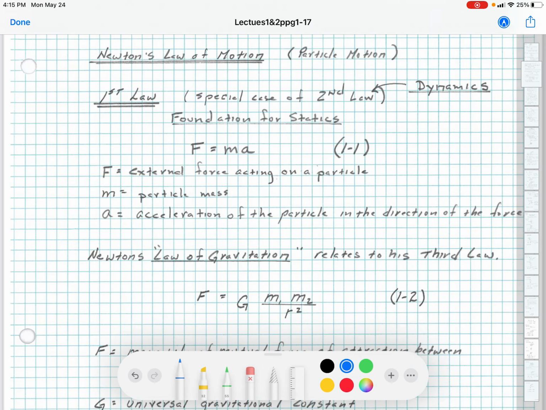In our first law of motion by Newton, we know that the force on an object is a mass times its acceleration, and that acceleration is the acceleration due to gravity.